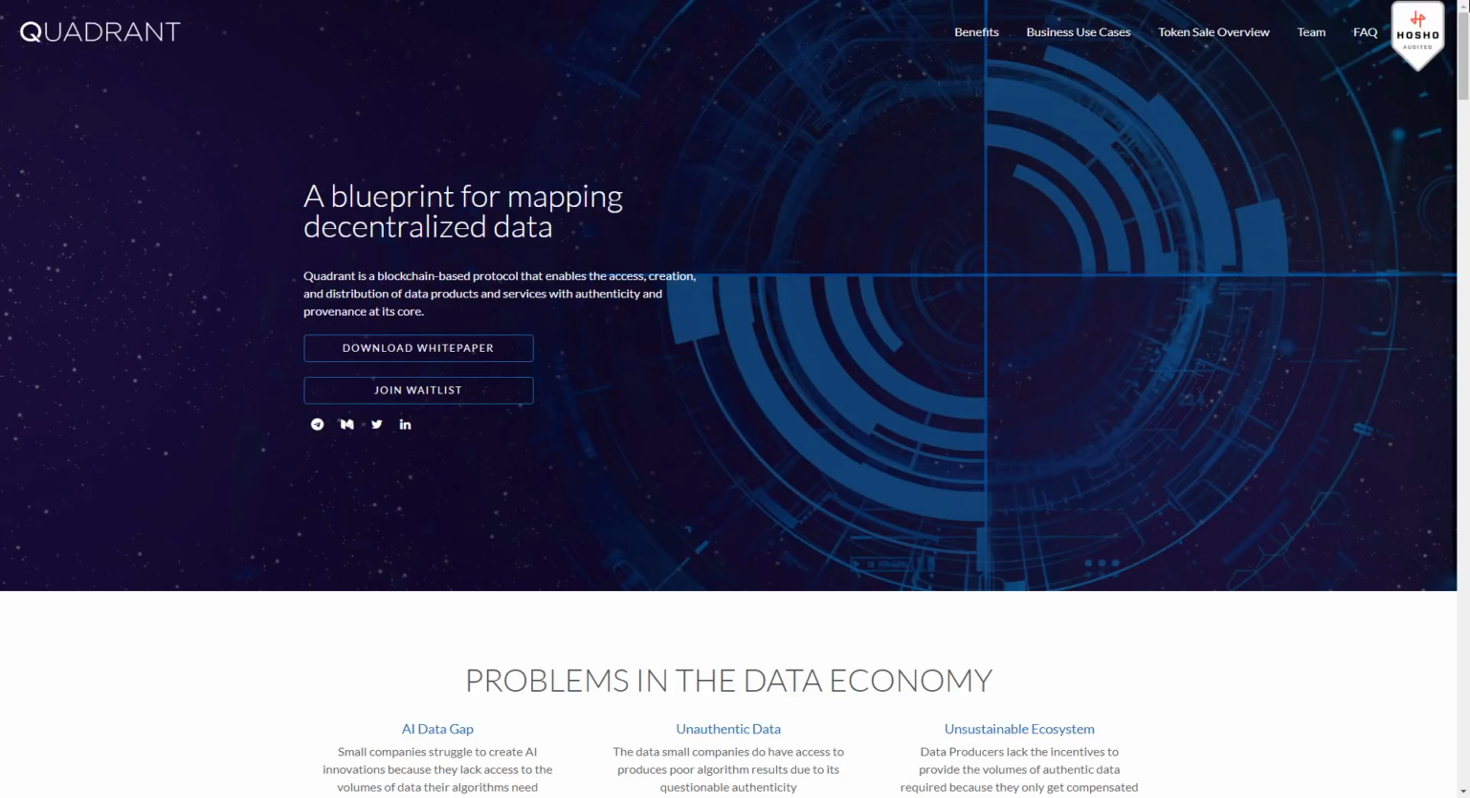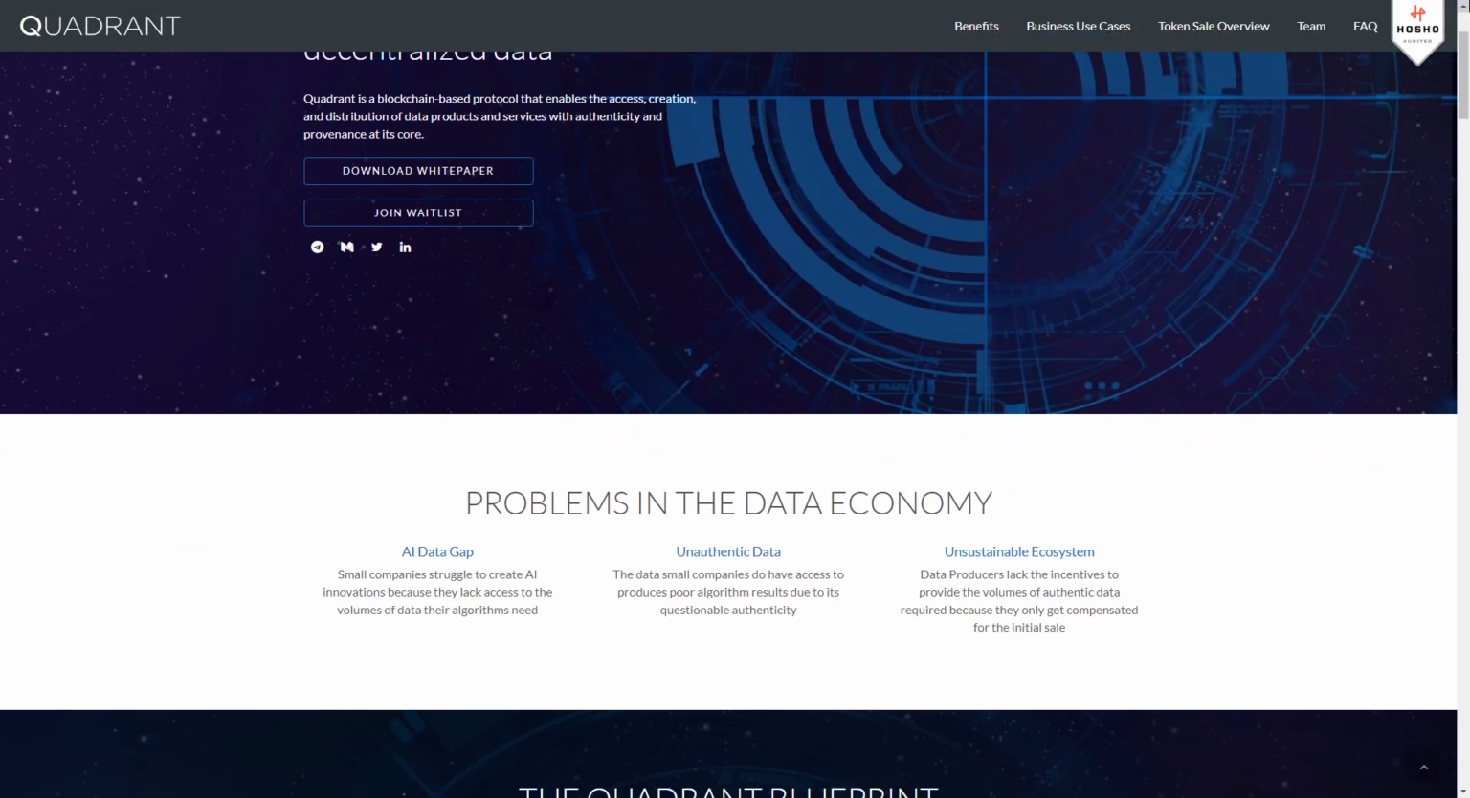Vast amounts of authentic data are needed to power today's algorithms. However, the current data economy is fraught with problems. There is an ever-widening gap between those with the resources to collect and store their own data and those that do not. The data that they have access to is often fragmented and of questionable authenticity, and the kind of data that produces poor results when fed to algorithms.